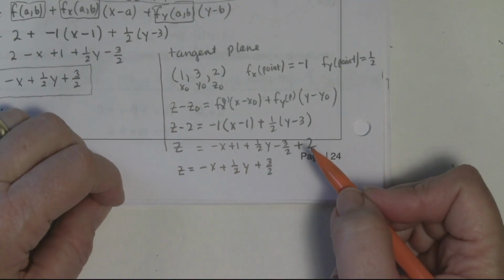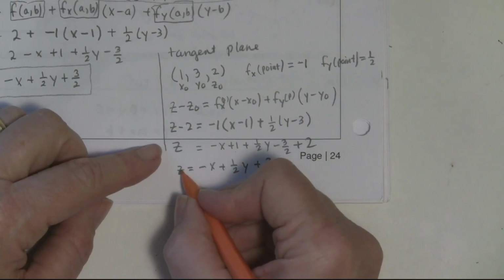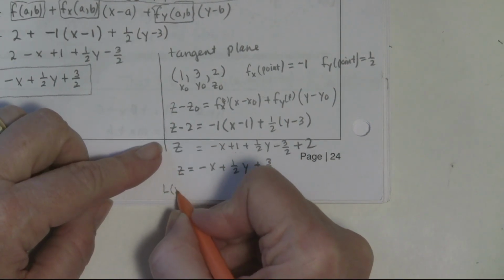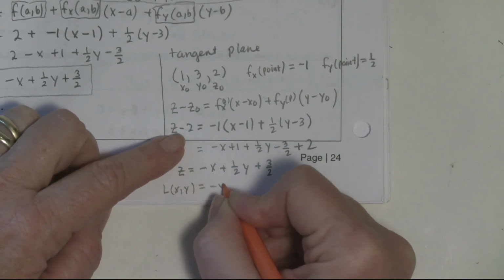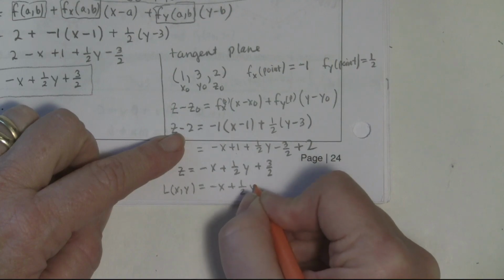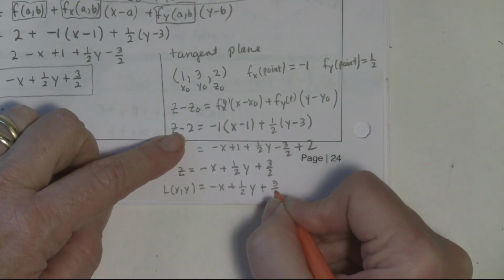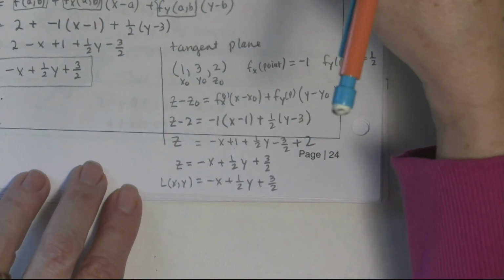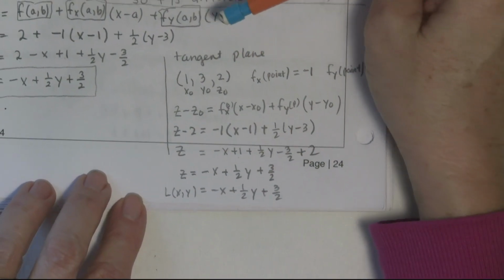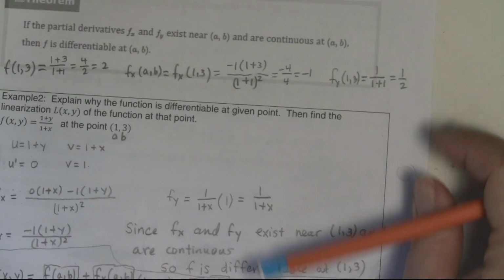When they ask me to find the linearization, then instead of saying z, you say L at x, y, and so it equals x plus 1/2. So you could do it the same way, I guess, is my point. No miracle there. Just again, what we found.